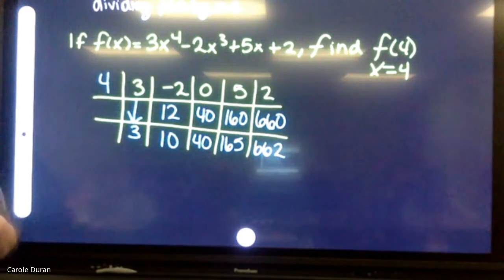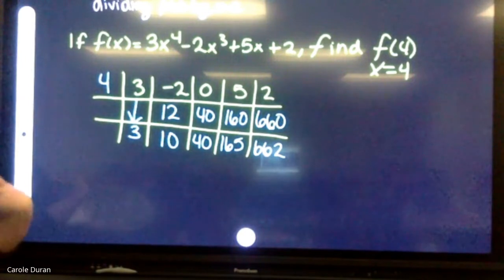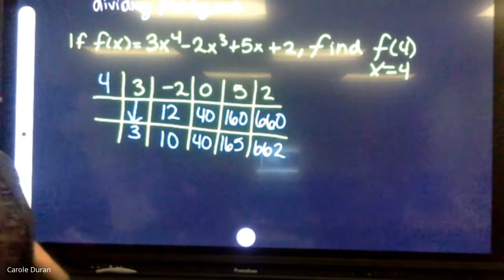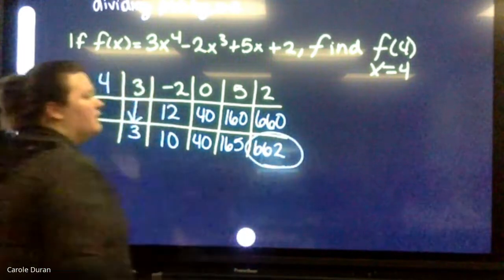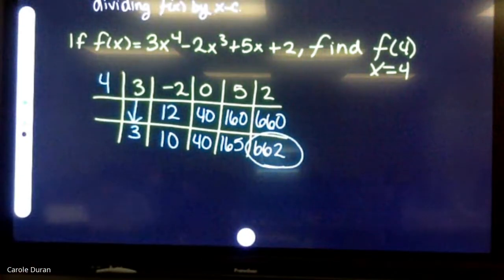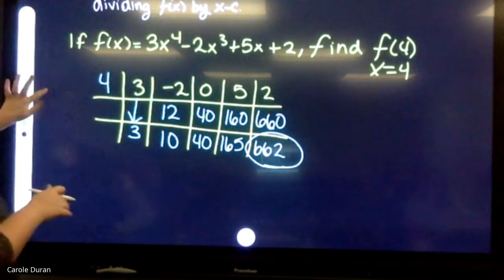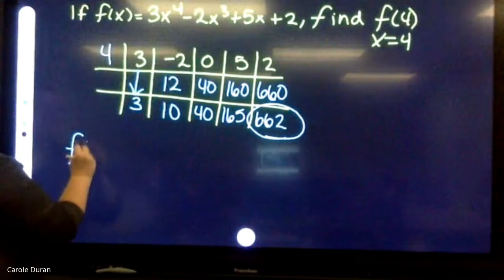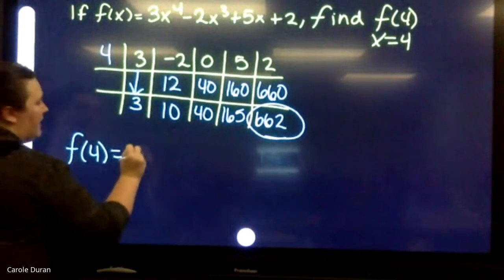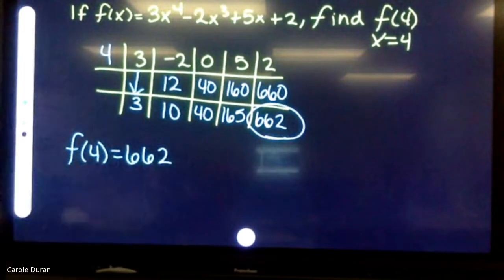Remember, remainder theorem says whatever remainder I get from the synthetic division process is my polynomial evaluated at that x value. So this means that if I had plugged 4 into f of x for x, I would have gotten the answer 662. So my polynomial evaluated at 4 equals 662.